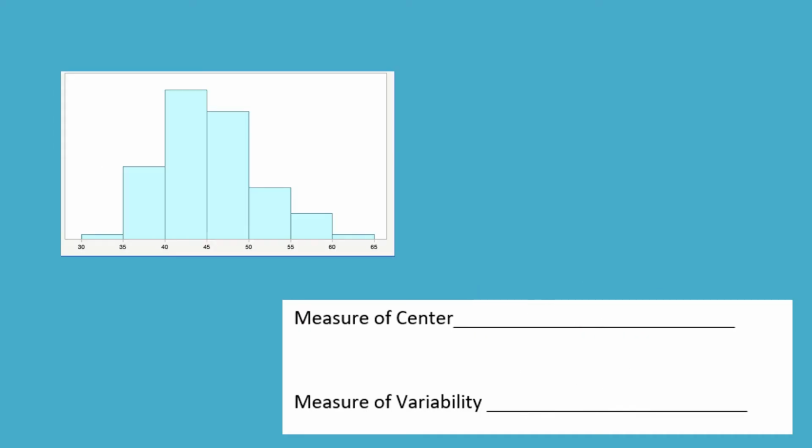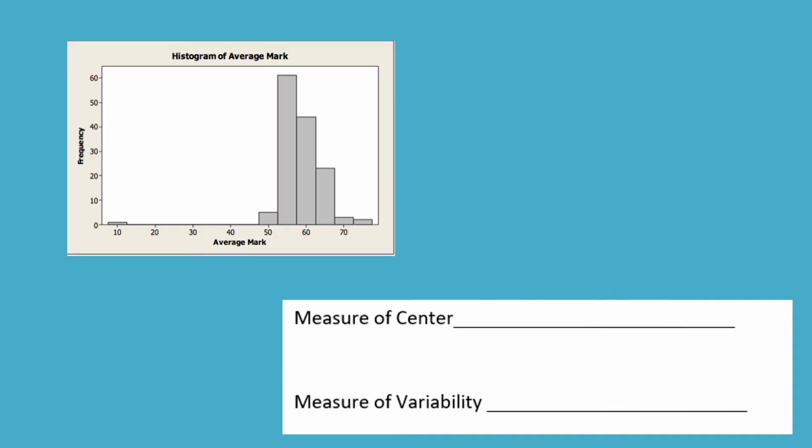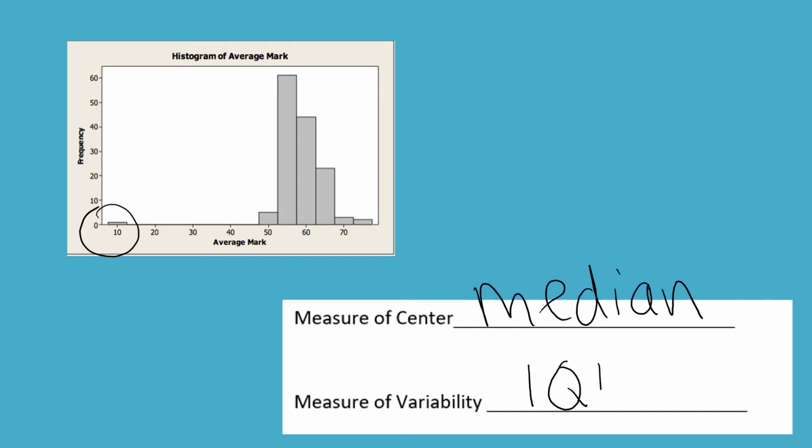Okay, try this one. It's going up, it's going down. There are not any outliers, so we would use the mean. And we would use the mean absolute deviation. So this one's got a little sneaky guy out there. It's got an outlier, so we would use the median and the interquartile range.